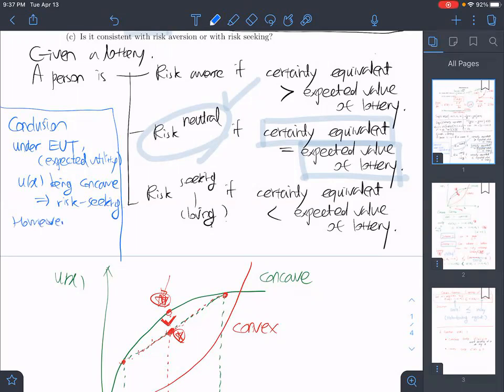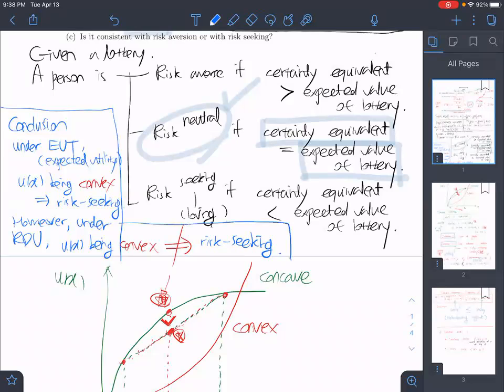However, under RDU, this U(x) being, oops, I made a typo here, convex, U(x) being convex does not imply that the person is risk seeking. Does that make sense? Okay. Yeah.